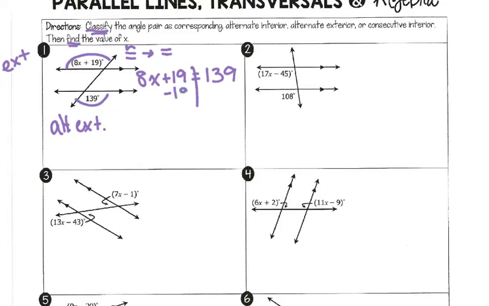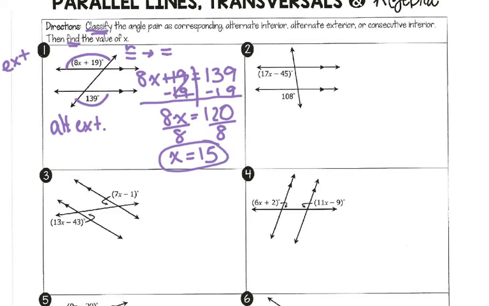I'm going to subtract 19 from both sides. So you're left with 8x equals 120. Getting x by itself now, because you're at a one-step equation, you'll have to divide both sides. So you get x to equal 15. And now I have my variable x.